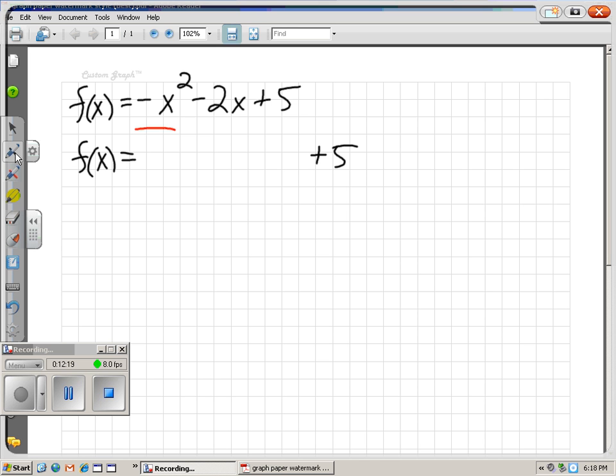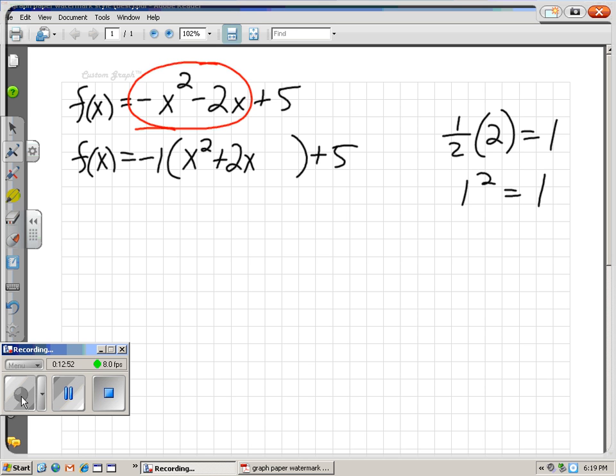The next thing I'm going to do is look at just this section here, and I would like that x squared to be positive so that I can complete the square. So what I'm going to do is pull out a negative 1. I'm going to factor out a negative 1. So if I factor out a negative 1, I'm left with x squared. That's positive. I like that. My negative 2x becomes positive 2x. And I leave a little room there for completing the square. See if you can guess what goes in that space.